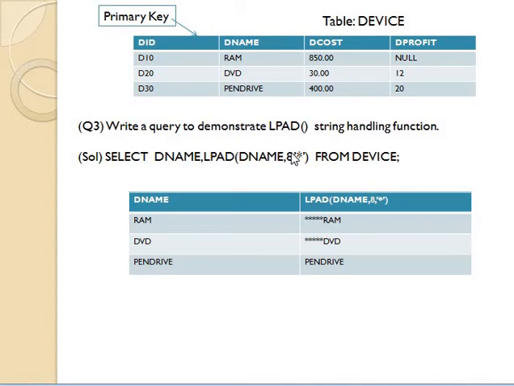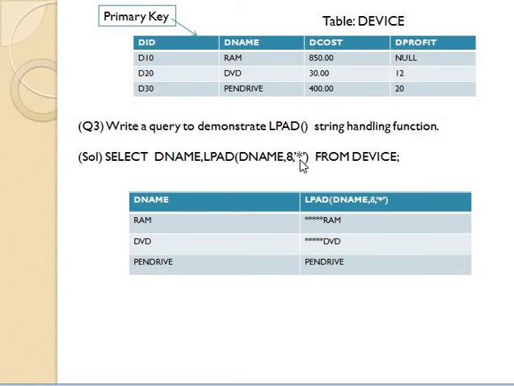Now 8 here indicates that the total number of characters for each of these entries of the column dname should be 8, and if there are shortages, those shortages shall be filled up with the special character which is of the type asterisk. Now see, for the first entry RAM for the column dname, it consists of how many letters? 3 letters. But the total number of characters that this entry should contain is supposed to be 8. So 5 characters are in shortage, so that shall be filled up with this asterisk symbol.